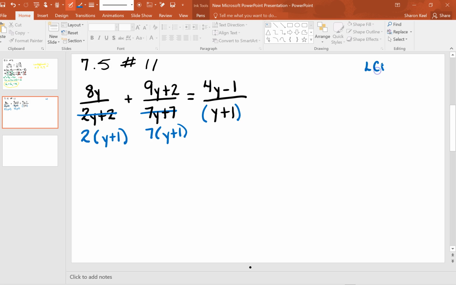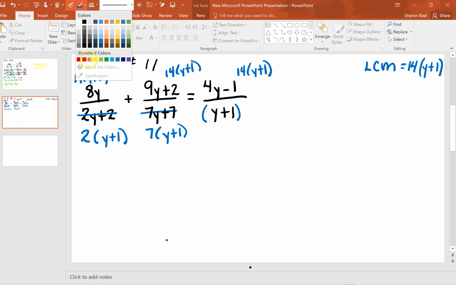So to find my least common multiple, I see already that I need to have the y plus 1. All of them have the parenthesis y plus 1. This one has a 2, this one has a 7. So 2 times 7 would give me 14. So my least common multiple is going to be 14 times y plus 1. So every term I'm going to multiply by 14 times y plus 1. Okay?